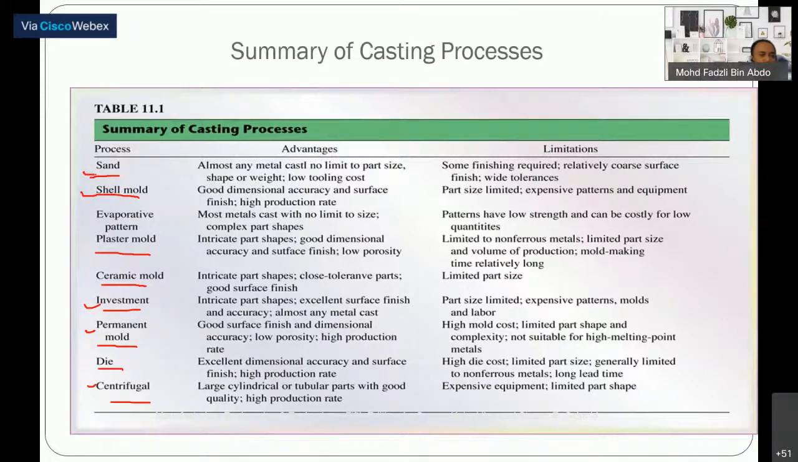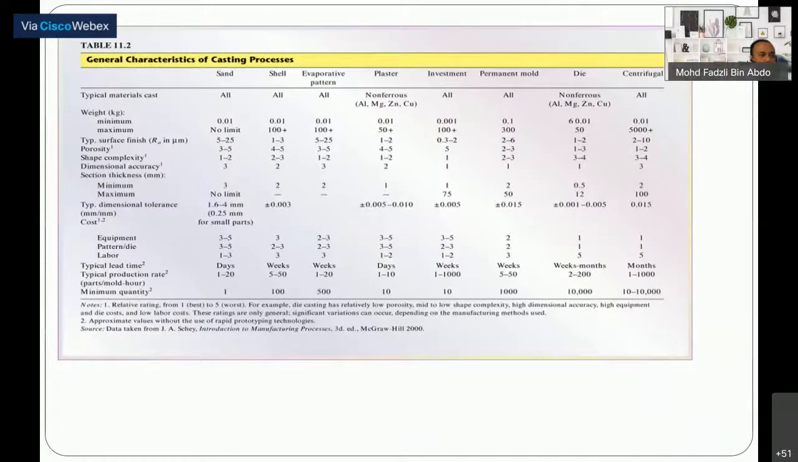Okay. Ini adalah general characteristics of the casting processes. Ini berapa dia punya labor cost, berapa weight, what is the typical material to be cast. Contoh macam plaster casting, kita cuma boleh guna non-ferrous saja. Sama juga dengan die casting. Okay. But then the other casting types, we can use all types of the materials. Okay.